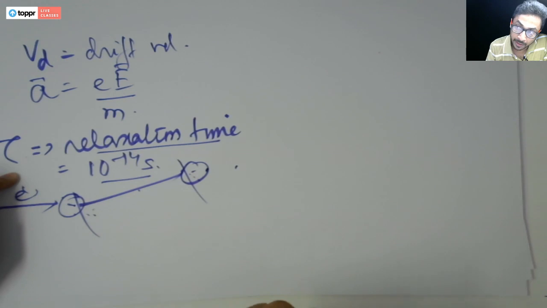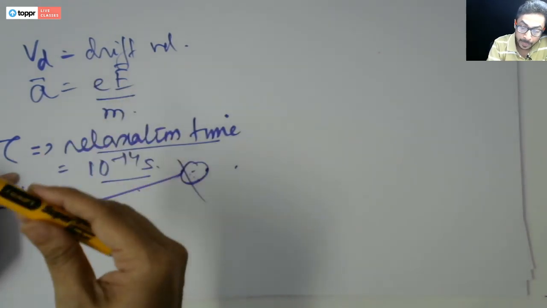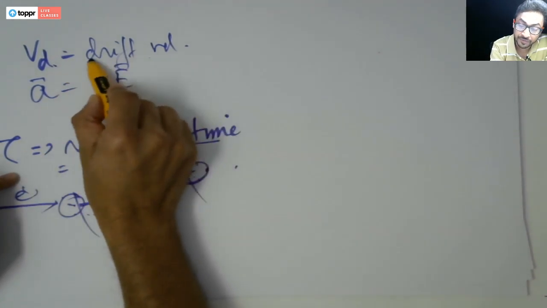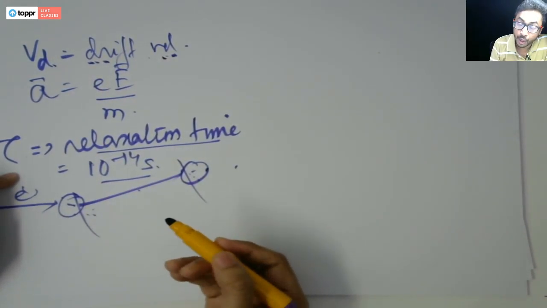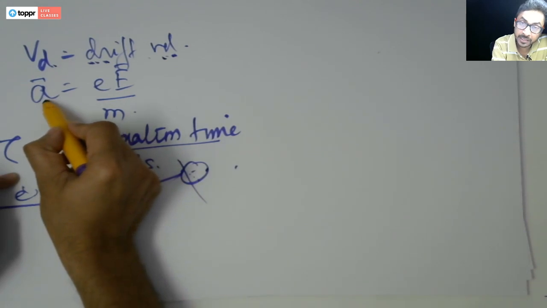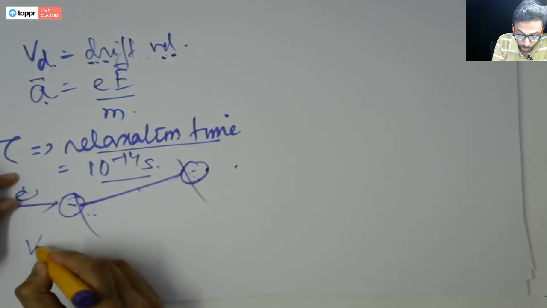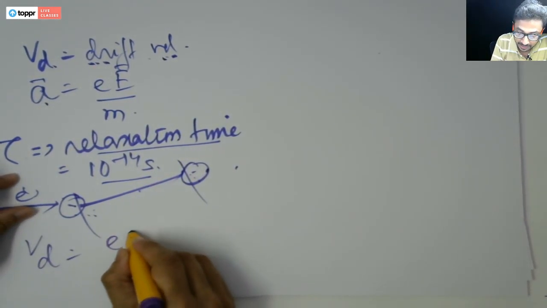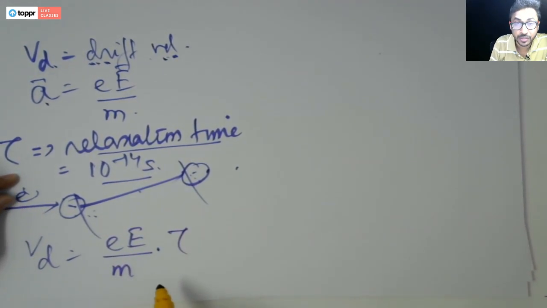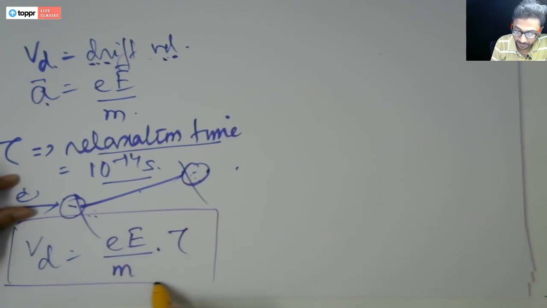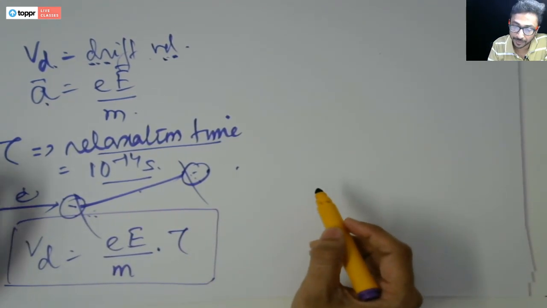So you can think that the maximum drift velocity achieved within this relaxation time should be acceleration into that time. So Vd we can write as eE by m into tau. This is one of the important relationships we need to remember.